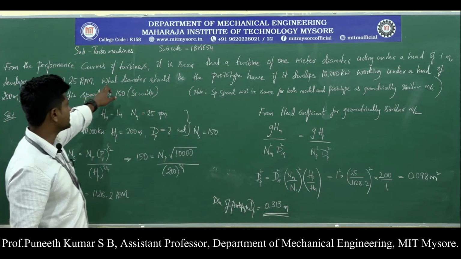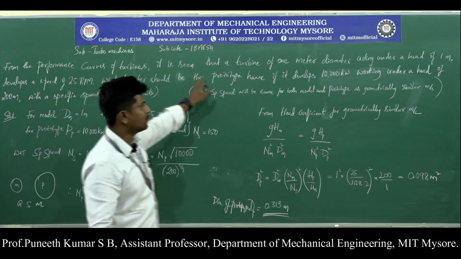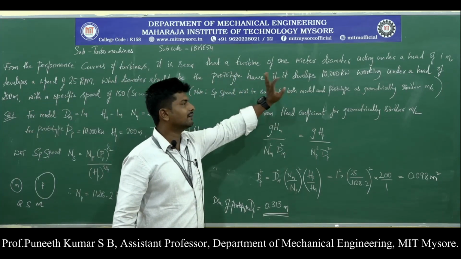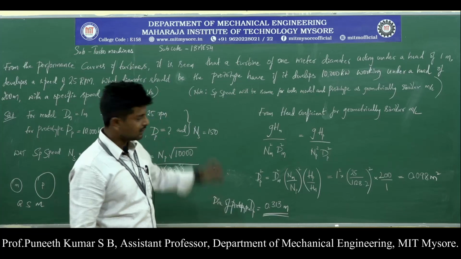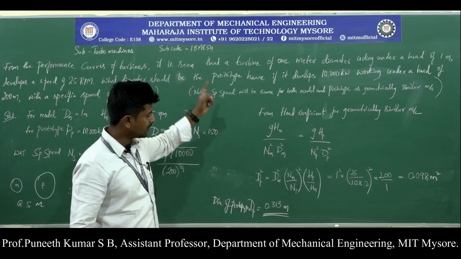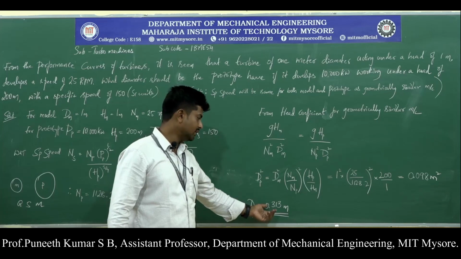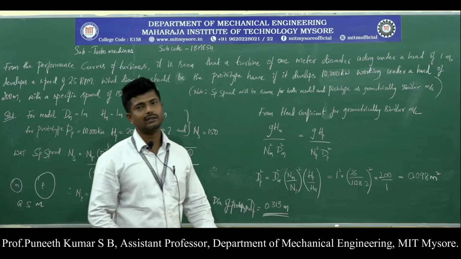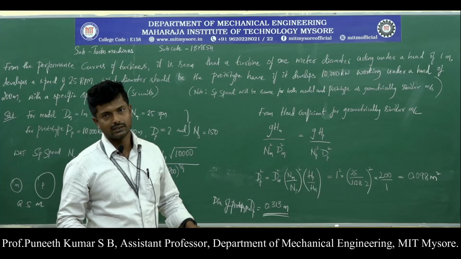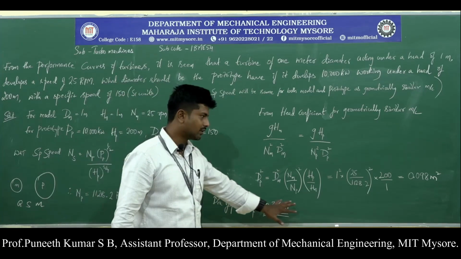That is what has been asked: what diameter should the prototype have if it develops 10,000 kilowatts. To produce a power of 10,000 kilowatts, the prototype's diameter should be 0.313 meter. So this is the solution for this problem. Thank you.